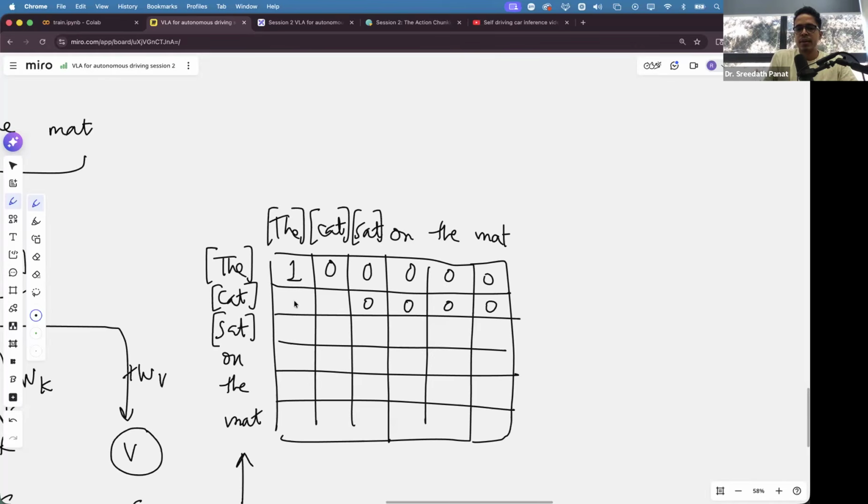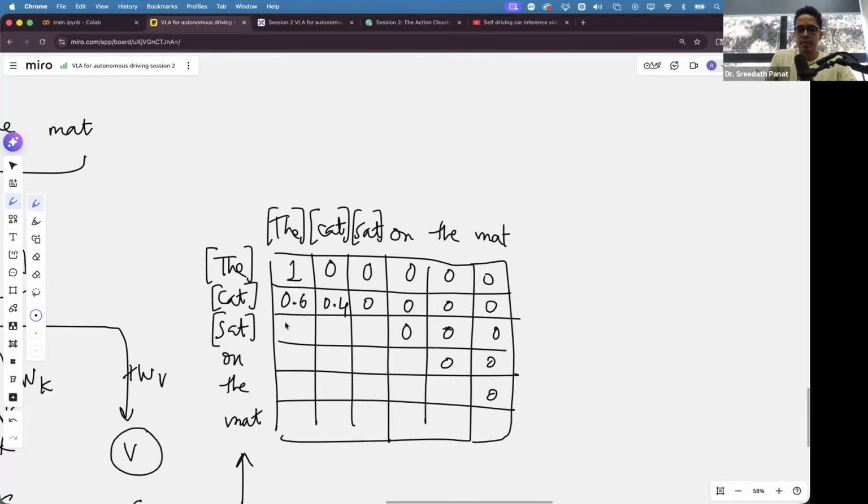But these two numbers will be a probability distribution. So let's say this is 0.6 and this is 0.4. These two should sum up to 1, because now it says cat will pay 60% attention to the and 40% attention to cat itself. And sat will not be looking at on the mat because those tokens are coming afterwards. So this will be zeros. This will be 0.